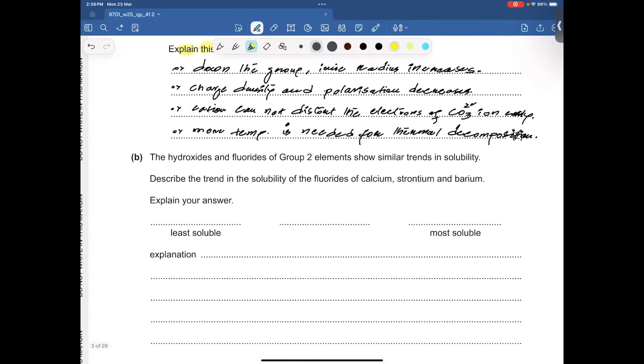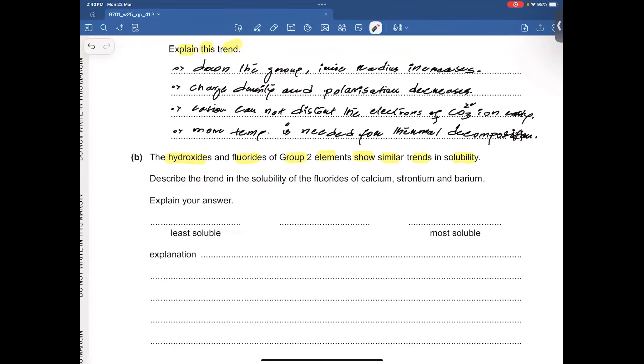The hydroxides and fluorides of group 2 elements show a similar trend in solubility. By the way, the group 2 hydroxides' solubility always increases down the group. Similarly, the solubility of the fluorides of group 2 elements also increases down the group. So describe the trend in the solubility of fluorides of calcium, strontium, and barium.